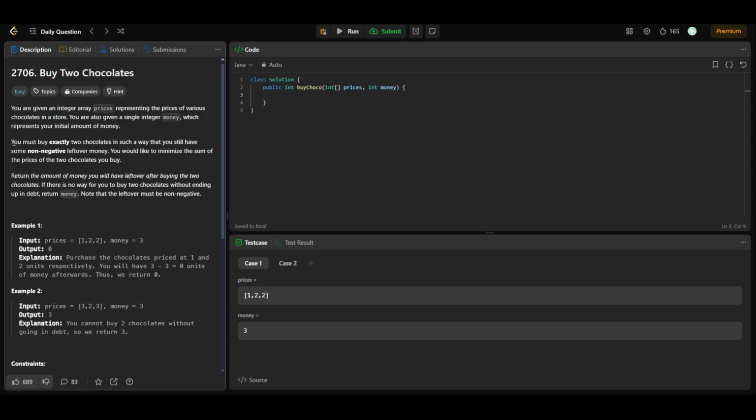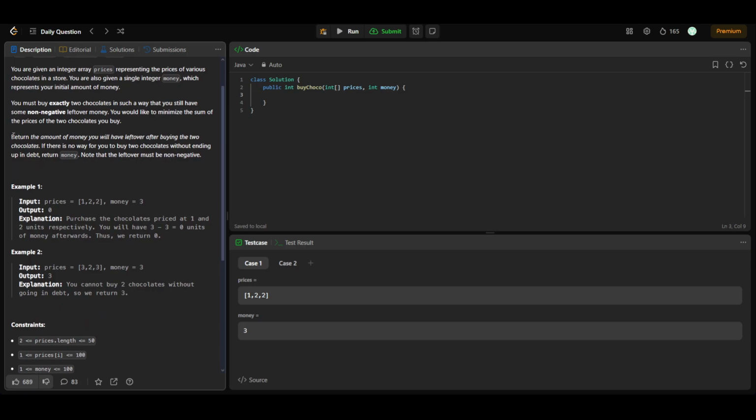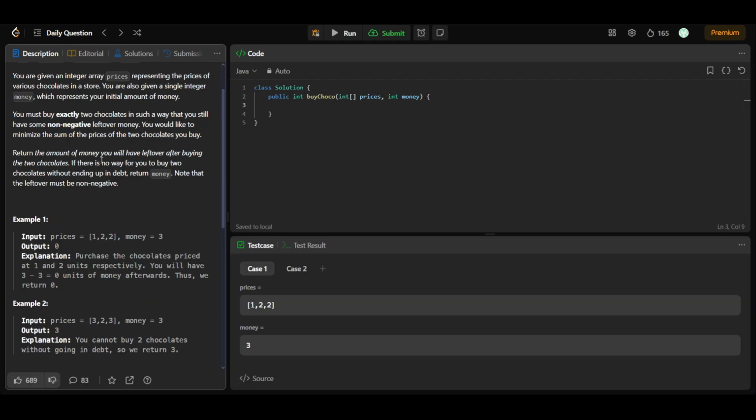Okay, so what we have to do is buy exactly two chocolates in such a way that we still have some non-negative leftover money, and we would like to minimize the sum of the prices of the chocolates we'll buy. After that we have to return the amount of money we will have left over after buying the two chocolates, and if there is no way possible we have to return the money.